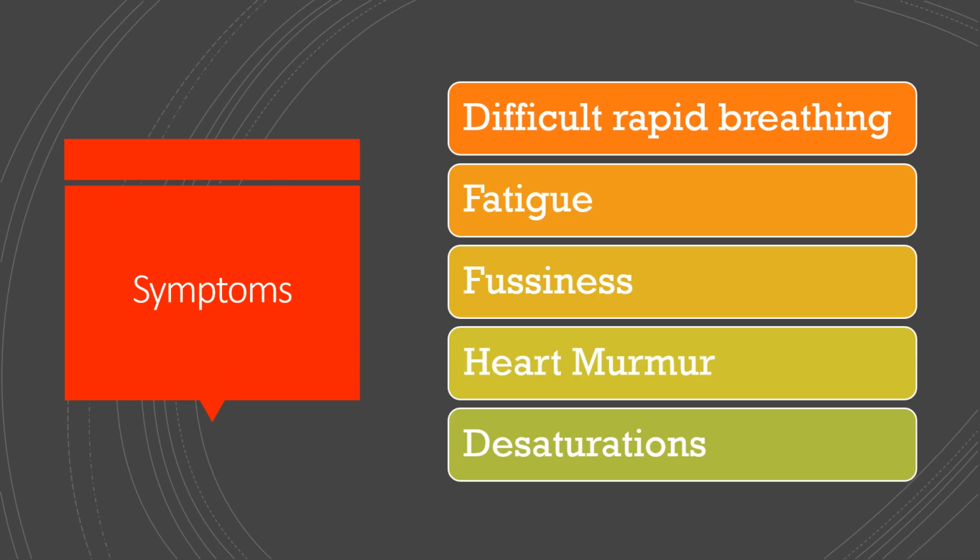So symptoms can include, if they're having a TET spell, difficult rapid breathing, or just being a Tetralogy of Fallot baby. These symptoms include difficult rapid breathing, they fatigue easily, they'll be very, very fussy, they're just not feeling good because of the low oxygenation that they have in their system. You will definitely hear a heart murmur on these babies when you're listening to their heart. And they will have desaturations. They will saturate at baseline lower than normal, and when they're having their TET spells, they'll go even lower than that.